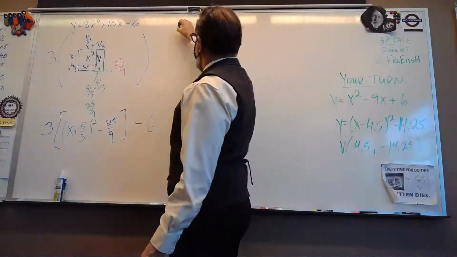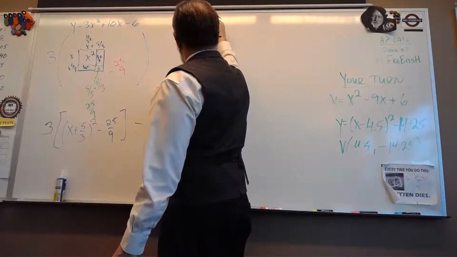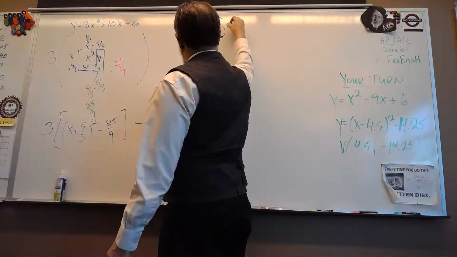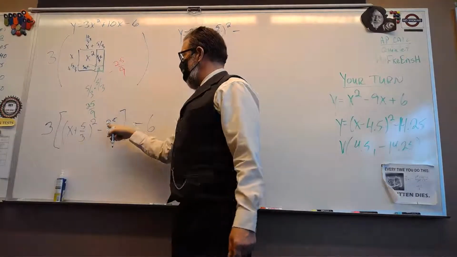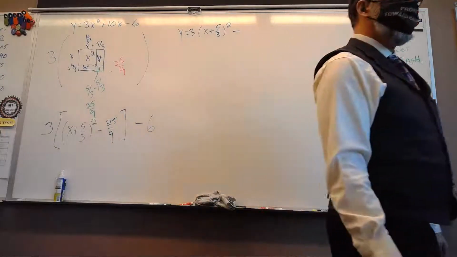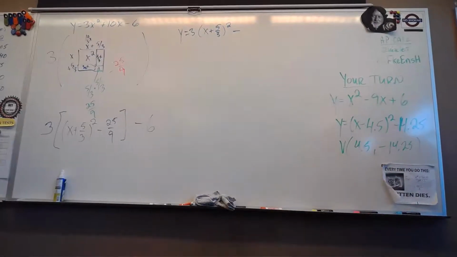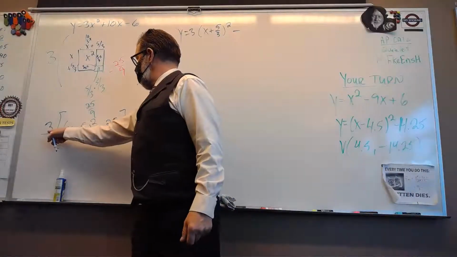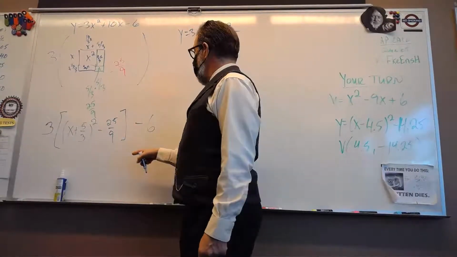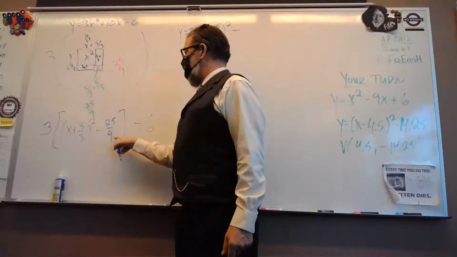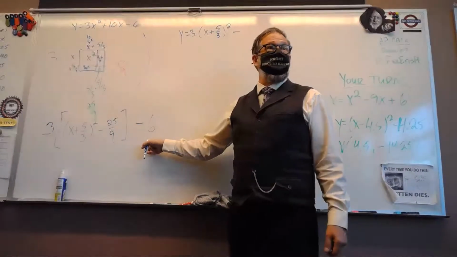Doing a little simplification, y equals 3 times x plus 5/3 squared minus, hey, what's 3 times 25/9? 75. It could be 75/9. I could be simpler. Because 9 is 3 times 3, right? Wouldn't that just be 25/3? And the nice thing about 25/3 is I also know that that's 18/3.